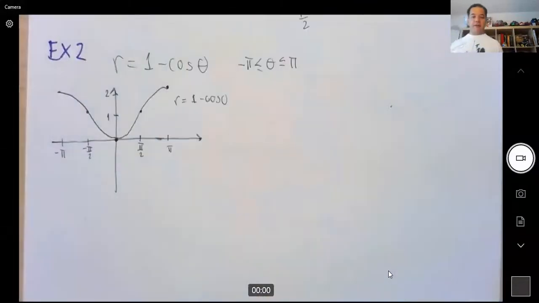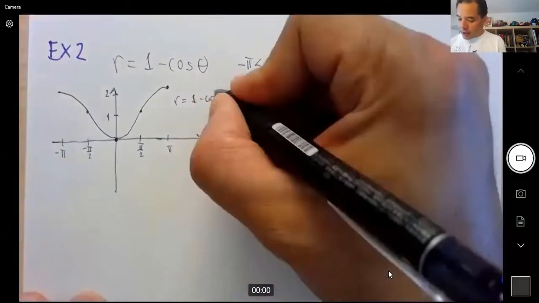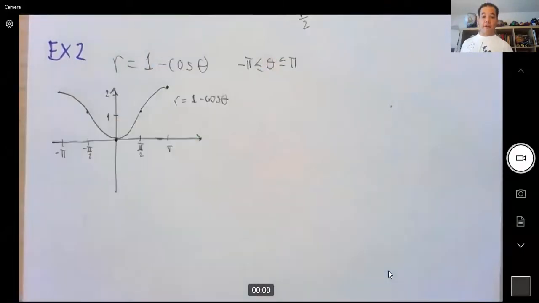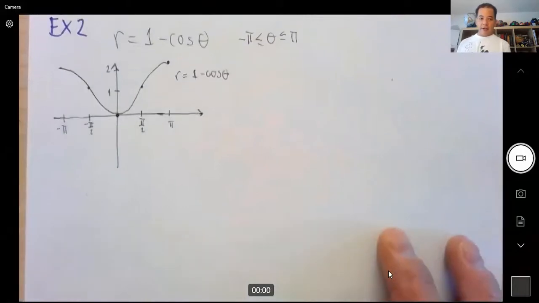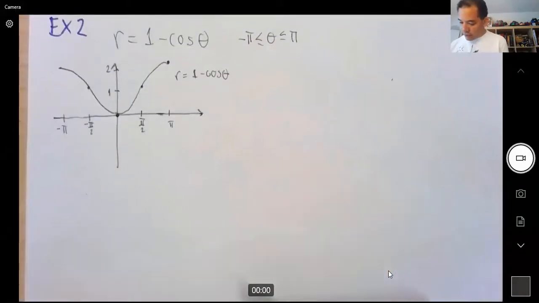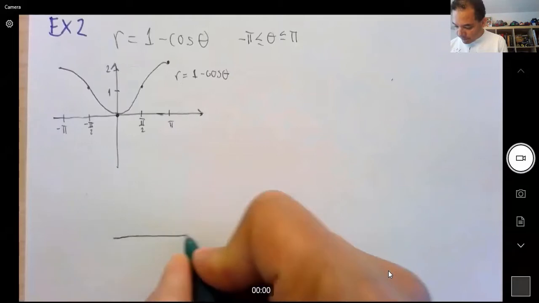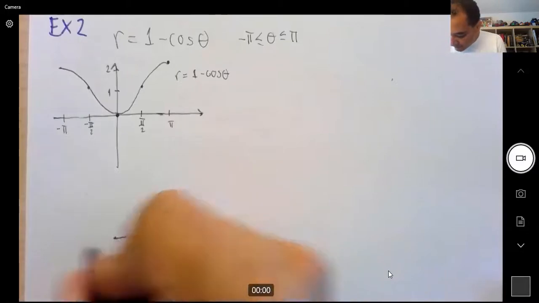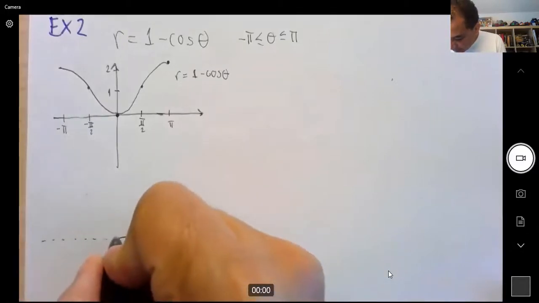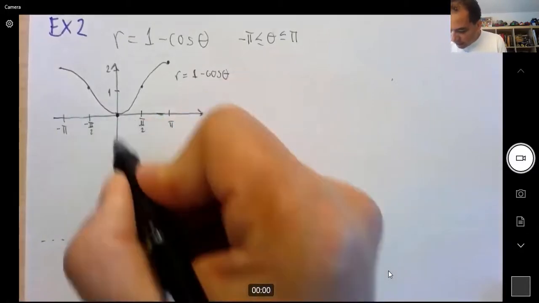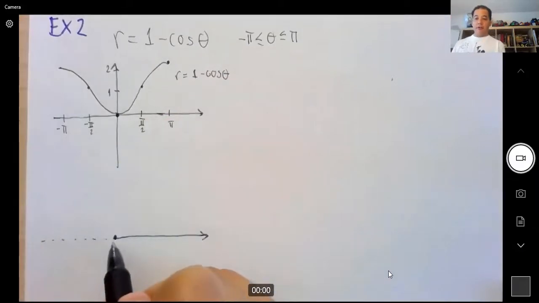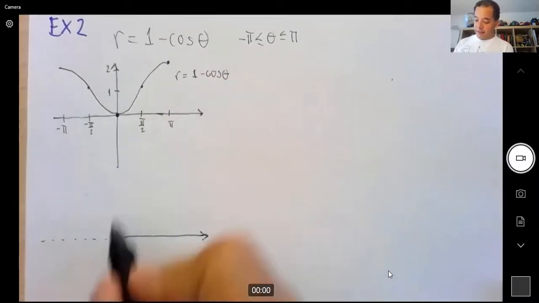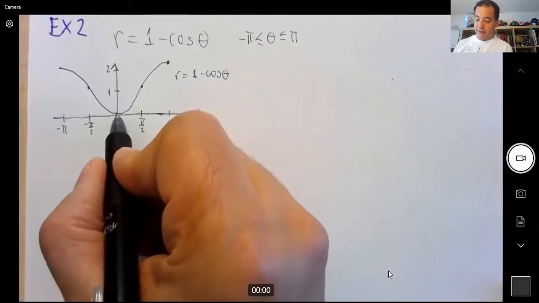And then it repeats itself. All right? So that's the graph of r equals 1 minus cosine theta, the regular rectangular graph. And right here in the bottom, now we're going to draw the polar graph. Let's see if we can do it. So we start at 0. At angle zero, the radius is 0, right?